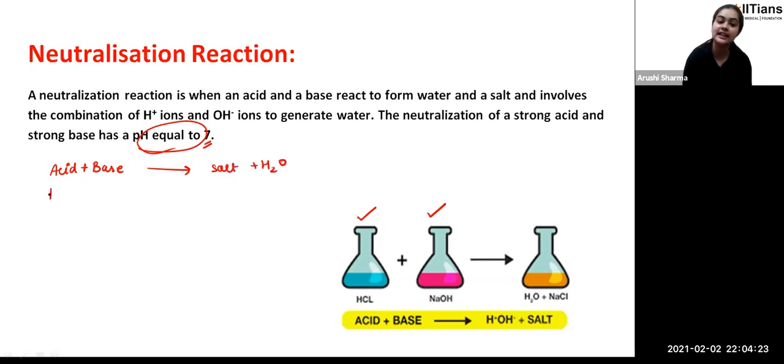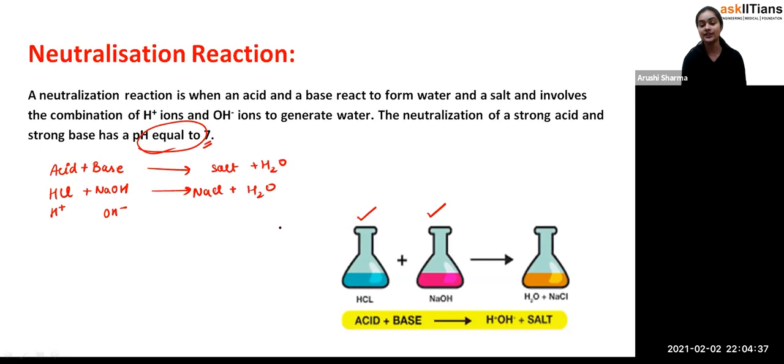And how is it forming? If it is HCl and NaOH, from here we are getting H ions, and from here we are getting OH ions, and NaCl combines together and we get H2O. And it is the neutralization reaction. For the neutralization reaction, students, when there is a reaction between a strong acid and a strong base, just remember one thing: it's not always that when acid and base react together its pH will be equal to 7. No, there is an important condition: it is when there is a strong acid and a strong base that such a neutralization reaction has a pH equal to 7.